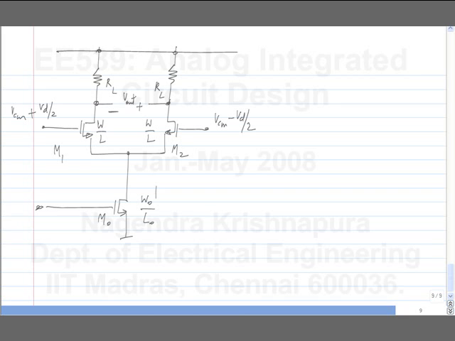All small signal analysis, so linearity holds. Finally, I am interested in V out divided by VD and V out divided by VCM. So what is the result if you short the two?